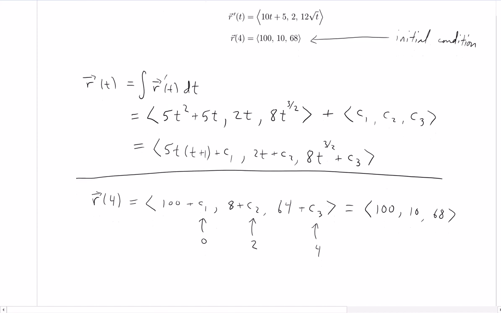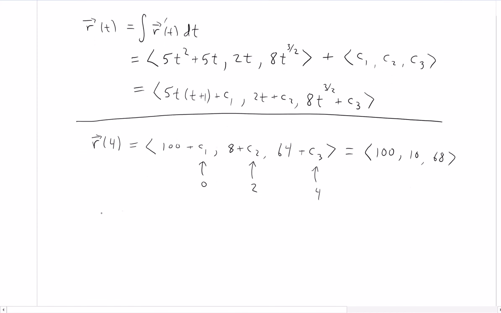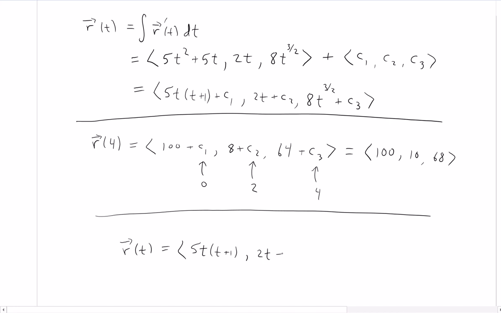And now we're done. So let's just rewrite the answer above, but now with the constants that we found. So our final answer here is that the function r of t is 5t times t plus 1 plus 0, 2t plus 2, and 8t to the 3/2 power plus 4.